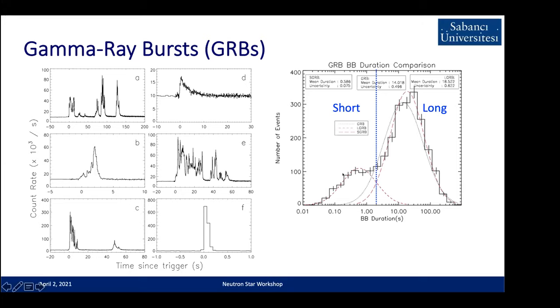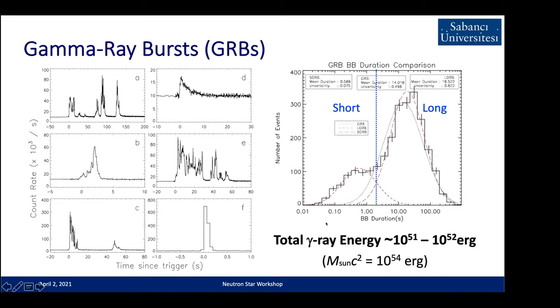But there's nothing clear. As you can see from the distribution, there's no cut at 2 seconds that clearly divides short and long events. So when we talk about short GRBs, we are talking about events whose duration is shorter than a few seconds, usually. But it could be up to 5 seconds or so, because in the distribution there are quite a number of events that could belong to both short and long. So this is the dividing line.